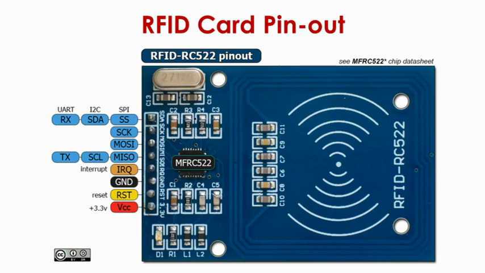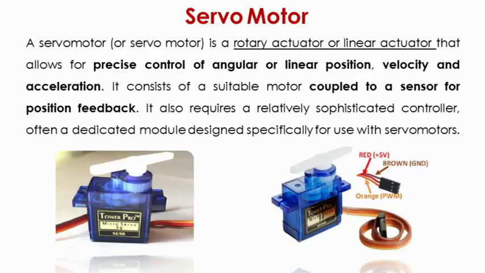We are not going to use that IRQ pin, which is the interrupt pin, in this project. Then the next bottom three pins are ground, that is black. The yellow one is the reset pin, and the red one, the pin at the very bottom, is VCC. So these pins are required.